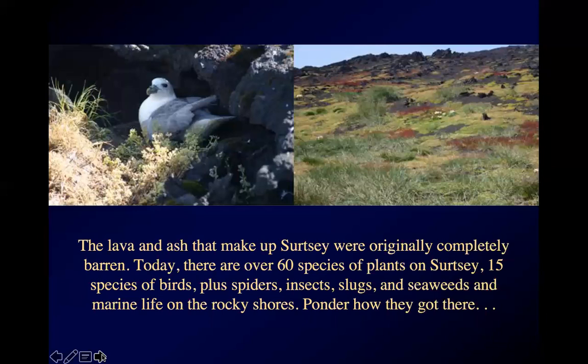So last I looked, there were over 60 plant species growing on Surtsey, 15 species of birds, and spiders and insects had made it across. Even slugs had made it across to Surtsey. So what we're seeing is a case of primary ecological succession, where we're starting with absolutely barren habitat that gets colonized by migrants from the nearest mainland and is still in early stages of succession here.